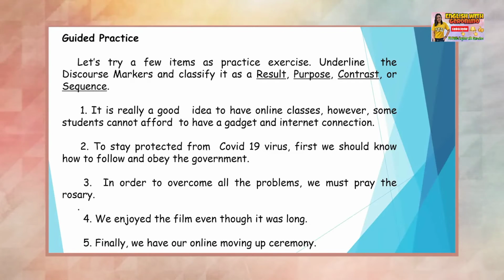Number 2. To stay protected from COVID-19 virus, first, we should know how to follow and obey the government. You're right. The answer is sequence because the sentence connector used is the word first. Number 3. In order to overcome all the problems, we must pray the rosary. Correct. The answer is purpose because the sentence connector used is the word in order to.